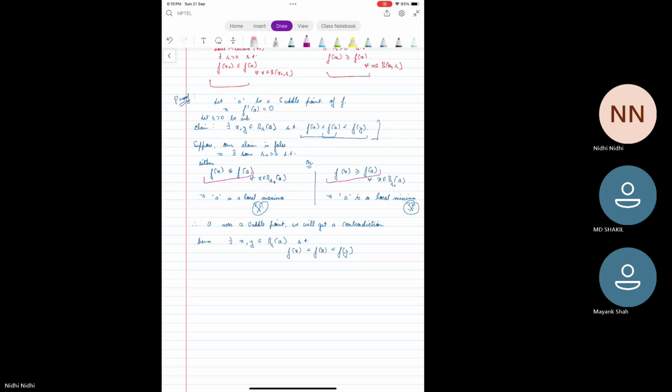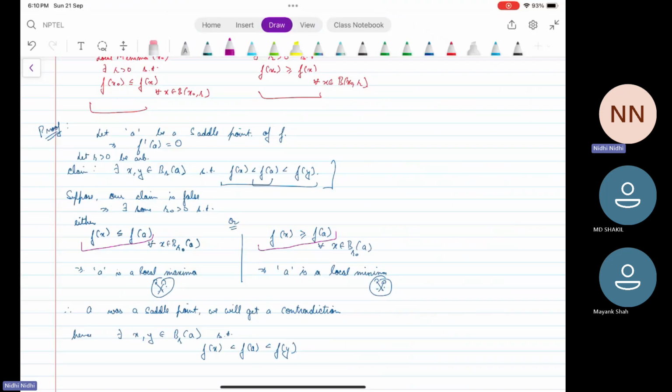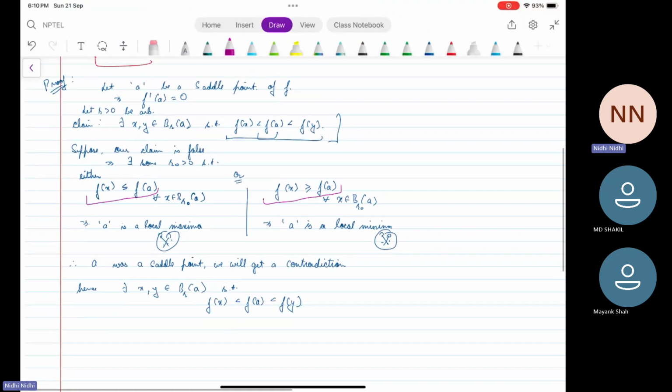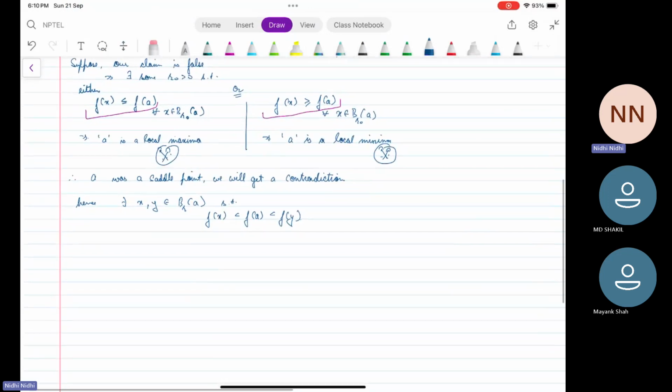Conversely, we'll see that if a critical point satisfies this condition, then clearly it is neither a maximum nor a minimum, hence a saddle point.